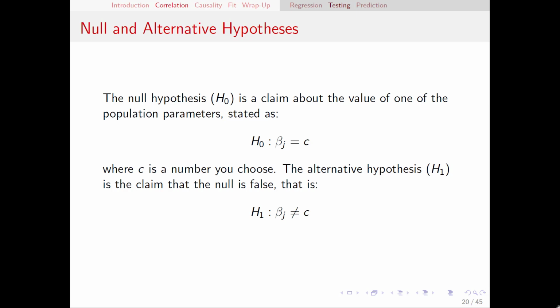We'll call that C. Next, we write down our alternative hypothesis, denoted H1, which is simply the claim that the null hypothesis is false. So if the null is beta j equals C, then the alternative hypothesis is beta j does not equal C. It's worth mentioning here that the alternative hypothesis that I am using here is what we call a two-sided alternative. One-sided alternatives are also possible, but I'm not going to get into that here. Two-sided alternatives are by far the more common one in practice, so we will be focusing on that.